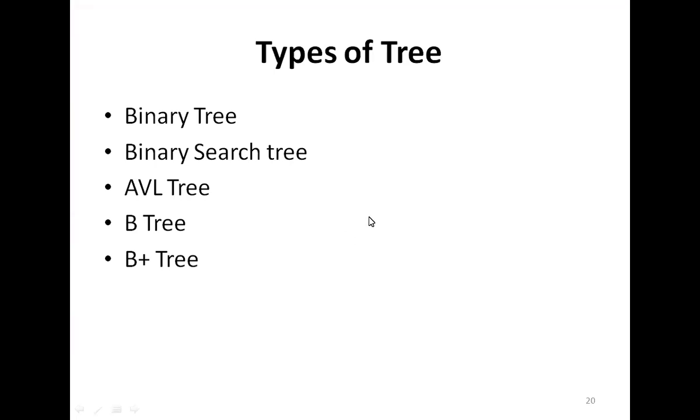Now I'm going to discuss different types of tree. There are several types of trees. The first one is binary tree. Then second one is binary search tree. Third one is AVL tree. Fourth one is B tree, and the next is B plus tree. So these are different types of trees. Now I'm going to discuss all these trees in more detail.